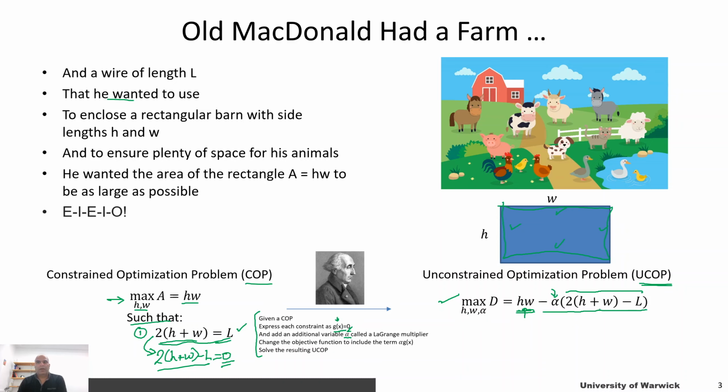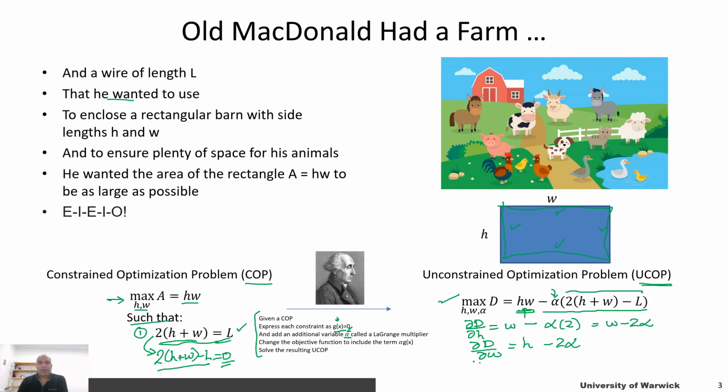Okay, and then we take the derivative of this with respect to h, and that of course comes out to be w minus alpha times 2, or we can say w minus 2 alpha. Similarly, you can take the derivative of this with respect to w, and that is going to come out to be h minus 2 times alpha.